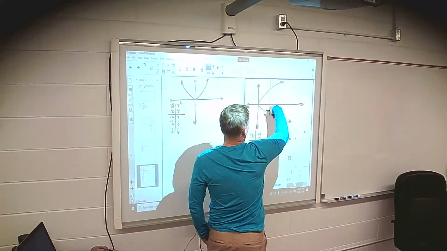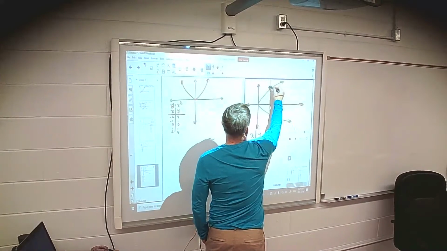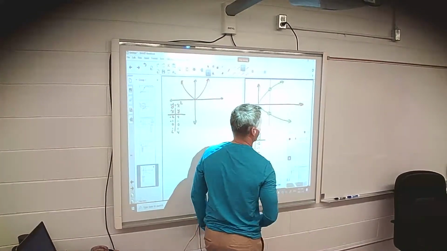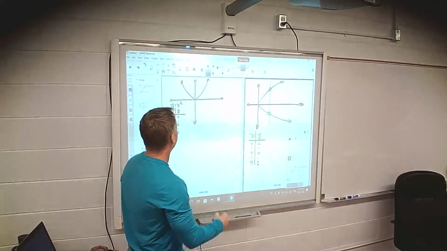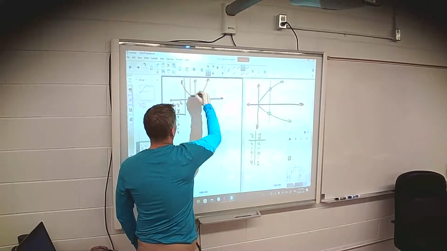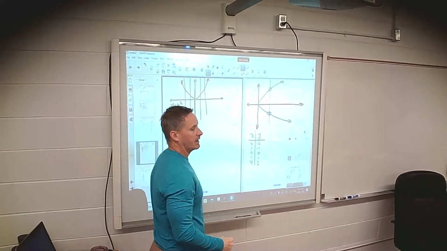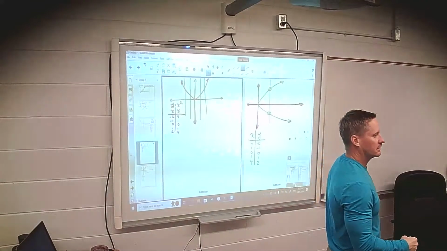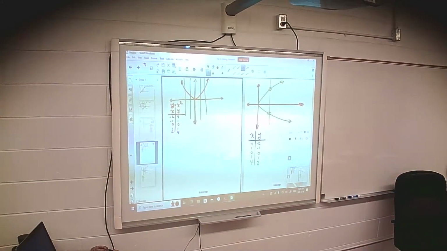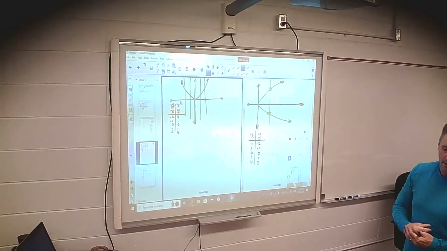This one hits more than one point. It hits a point right there and a point right there. Not a function. This one, doesn't matter where I draw my line, it will only hit one point. Therefore, it's a function.